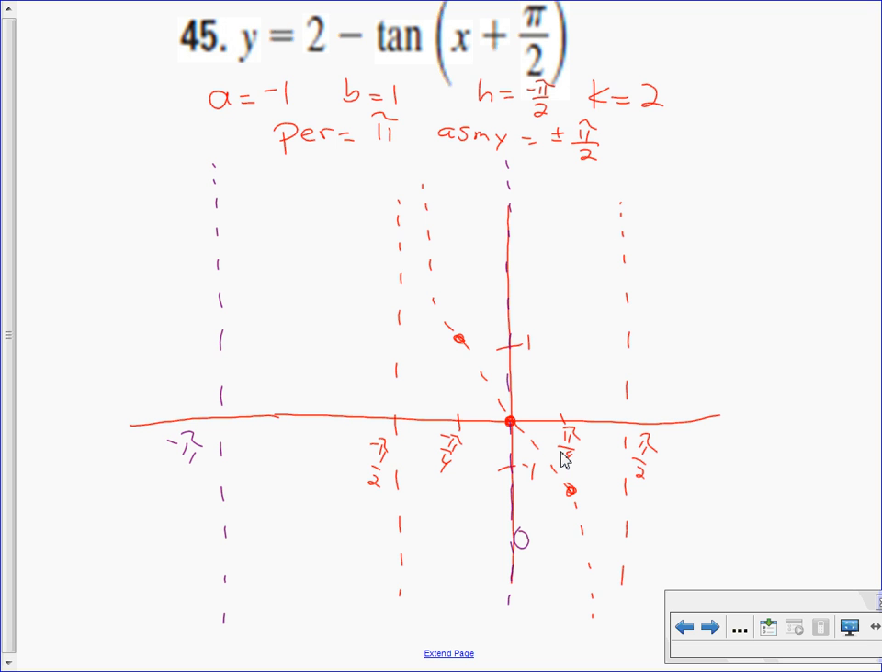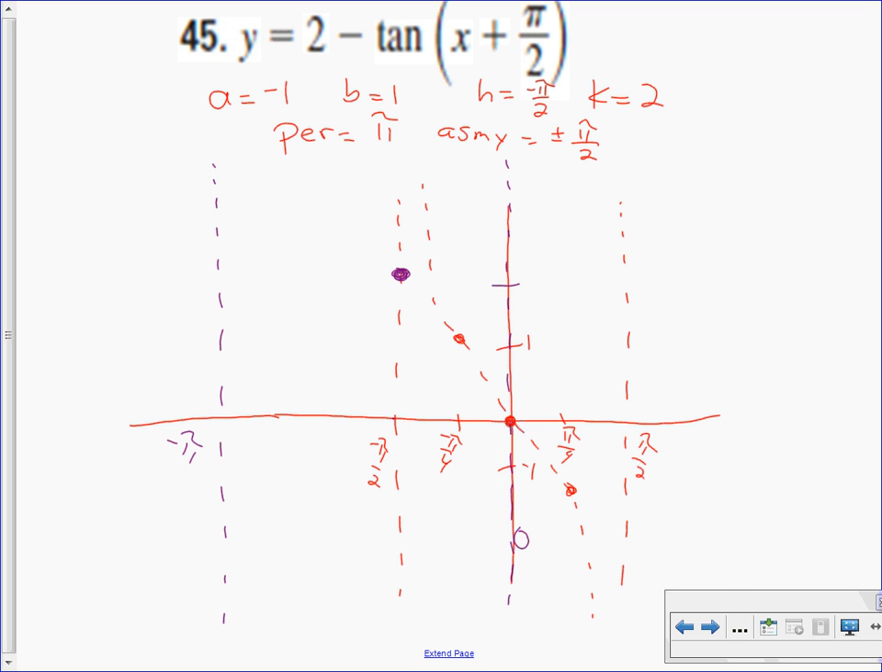If I move the 0, 0 point left, it winds up at negative pi over 2. Then it has to go up 2. So it winds up here. So now I know that my first point, when I move it, is at negative pi over 2 and 2. My asymptotes are at negative pi and 0. Okay, I plotted them, I'm just writing them down.